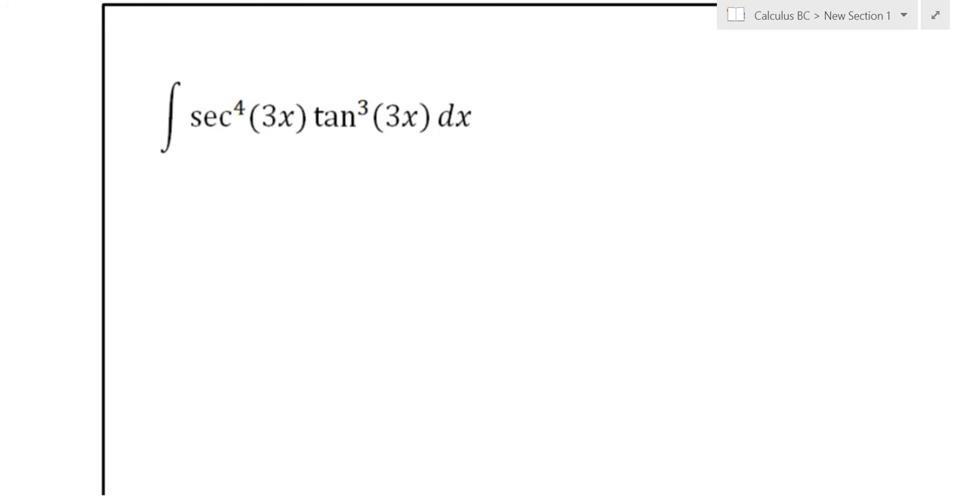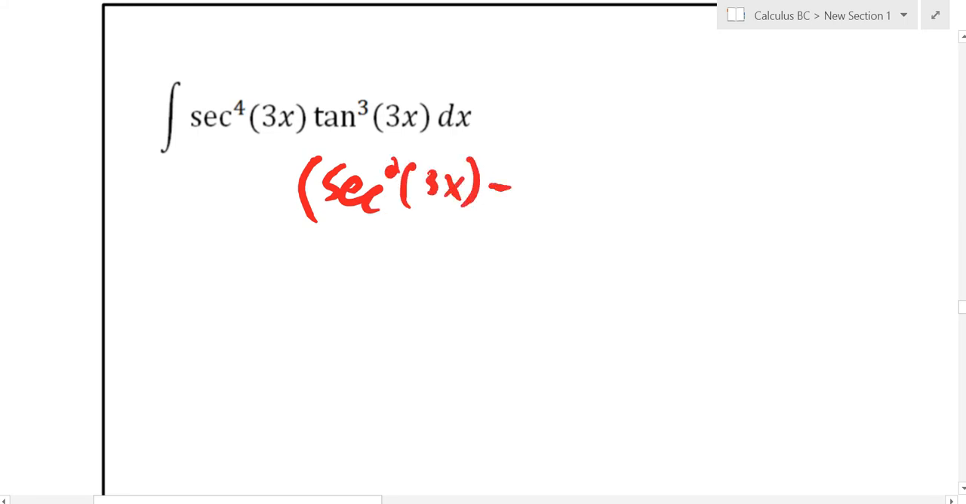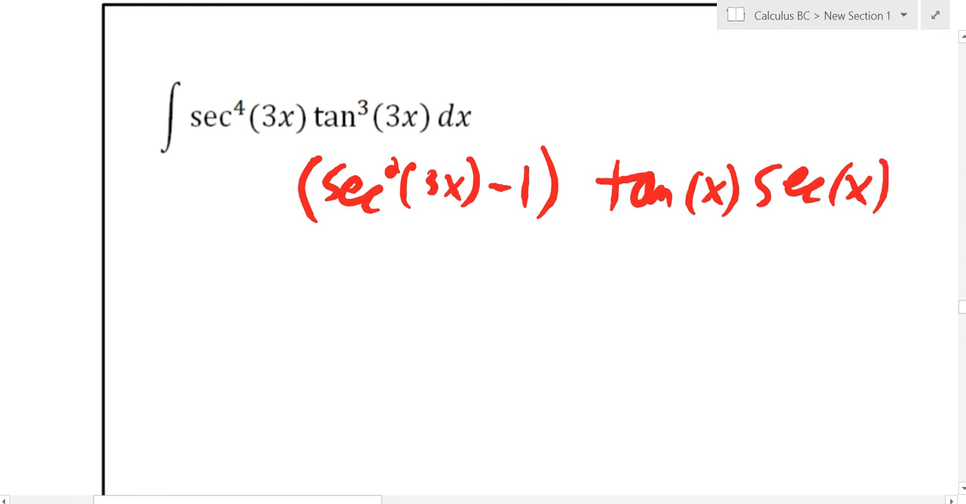Yeah, what are we going to do here? What's the plan? Come on. I imagine you're all saying the correct thing in a jumbled chorus. Sure. We're going to leave one tangent. We're going to take one secant. This is just like the other one we did. You see this? Boom. I took one secant, put it at the end. I switched the tangent over to secant squared minus 1.